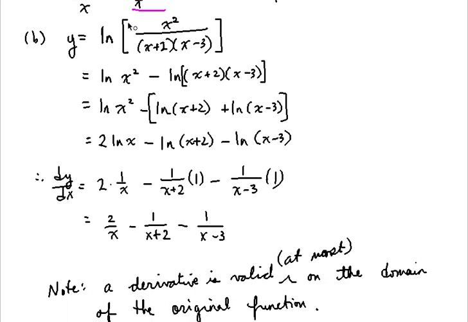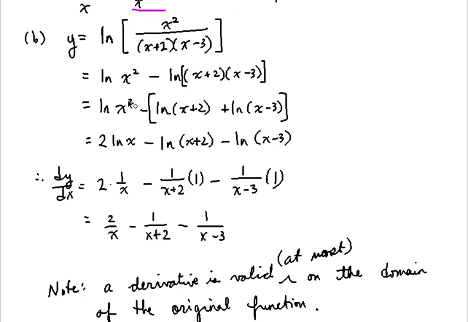Okay, here's another example. This time I have a product on the bottom and a quotient inside my log. So I end up with the natural log of x squared minus the log of the bottom, which is x plus 2 times x minus 3. This can be split up even further, and notice the extra parentheses here, so I'm being careful with this minus sign. This is the sum of 2 logs, so I end up with the natural log of x plus 2 plus the natural log of x minus 3.